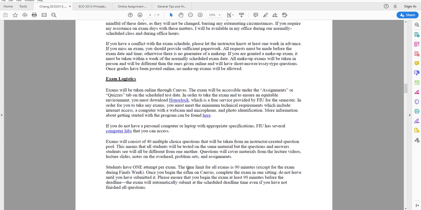So you do want to complete it in one sitting. Don't leave it. Don't close out your browser. You have to complete it in one sitting. And like we said before as well, please ensure that you have at least 90 minutes before the deadline. Exams will automatically submit at 11:30. So the latest you should take any of these exams is 10 p.m.